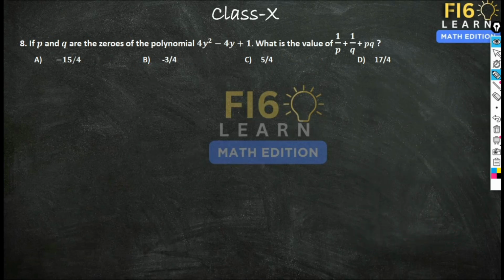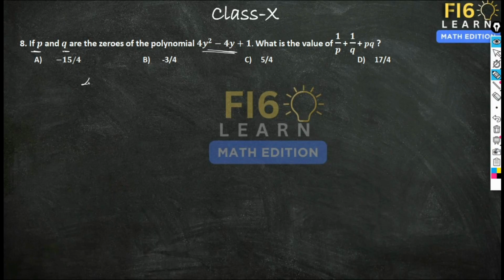If p and q are the zeros of the polynomial 4y square minus 4y plus 1, what is the value of 1 by p plus 1 by q plus pq? Okay, a polynomial equation is given and its zeros are p and q. Usually we use the terms alpha and beta for the roots. Here p and q are given as roots, so we have to use those.